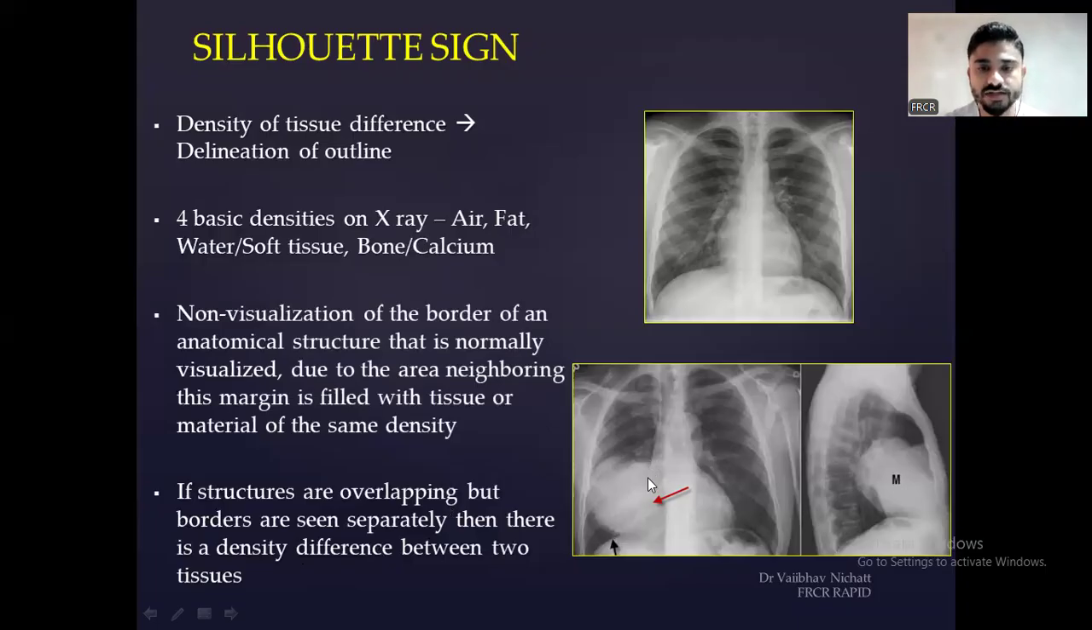So the silhouette sign says that if two structures are in close contact with each other and have similar density, then you will not be able to demarcate the overlapping margins of these two structures, and basically there is loss of silhouette. Since the margins of the right heart border are not well visualized, you can say this mass is situated in the anterior mediastinum. This is the normal chest X-ray.